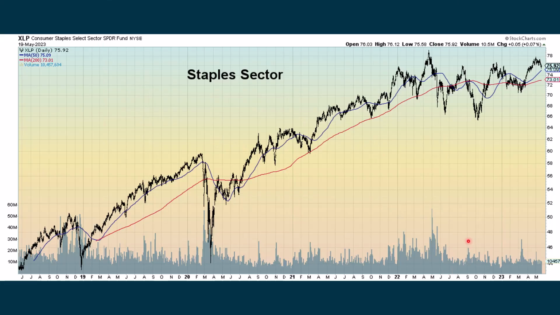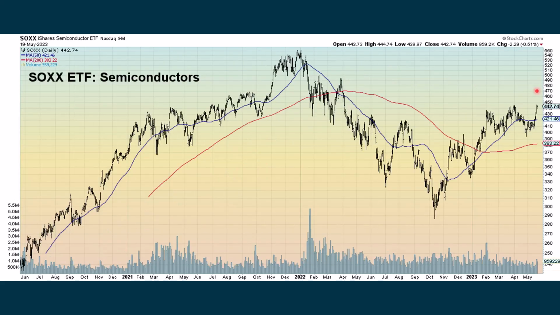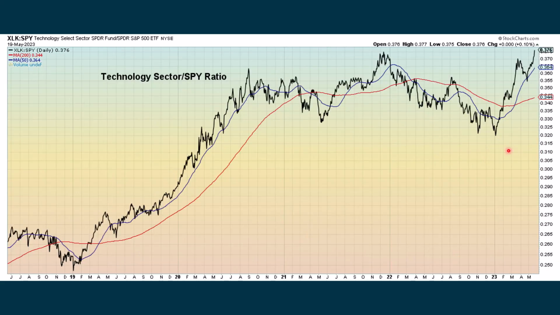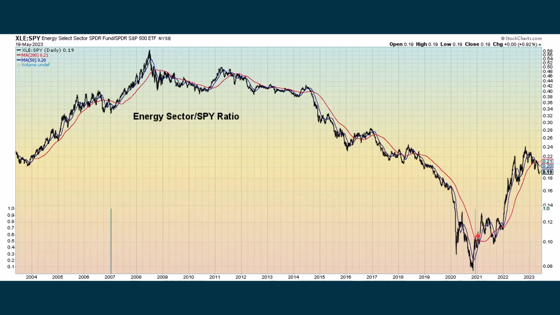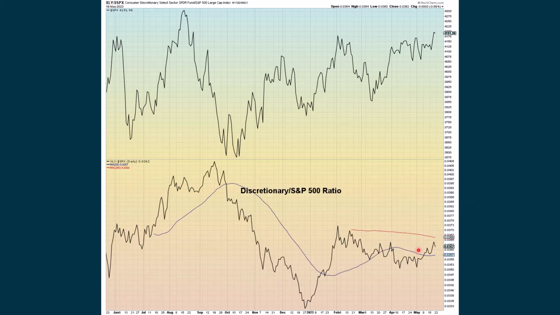The staples sector, which was better in 2022, is still in an overall uptrend, but showing some recent weakness. The tech sector, which crossed positive a number of months back, is still continuing to look strong, and the semiconductors continue to look strong. When you compare the tech sector to the S&P, the tech sector is outperforming. Energy, which had been really doing well in 2022, is now starting to underperform the S&P. And then we look at the communication sector compared to the S&P. It's still going up. The energy sector is now going down.